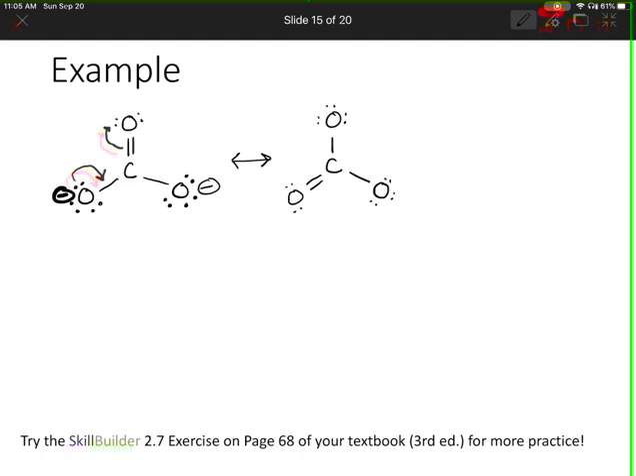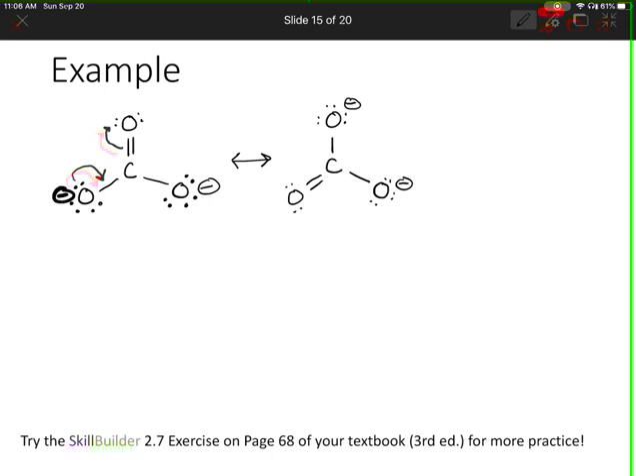Okay, so the oxygen on the right still has a negative charge. What about the oxygen on the top? What is its formal charge? -1. It has 3 lone pairs now. And what about the oxygen on the left? It does not have a formal charge because now it has a double bond to carbon.